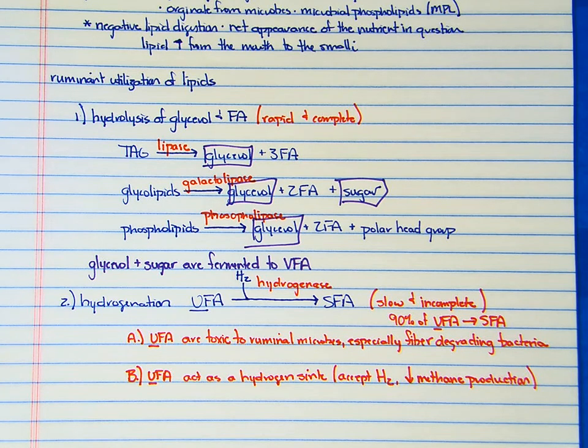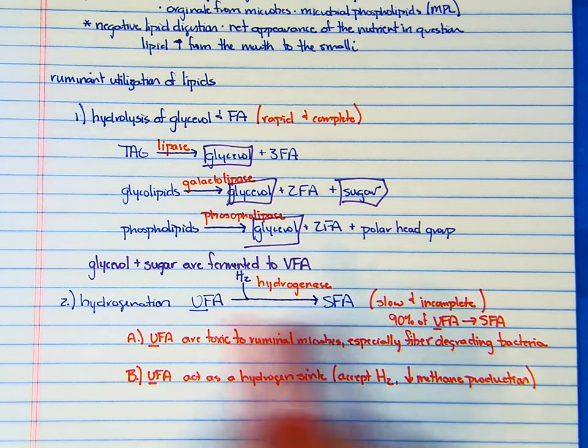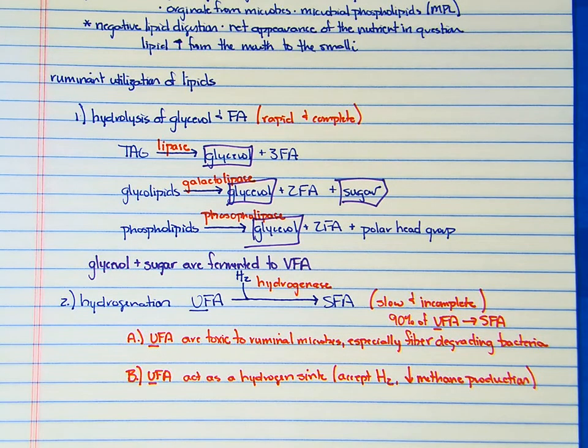So unsaturated fatty acids decrease methane production in two ways. The first way is they kill fiber-degrading bacteria, and we know that fiber-degrading bacteria produce more acetate. You produce more acetate, you get more methane, right? You have to remember that table where it talked about how many methanes we get per acetate produced. So we're killing the fiber-degrading bacteria, which decreases acetate production, decreases methane production. The other thing we're doing is we have a hydrogen sink, which accepts hydrogens, which also decreases methane production.